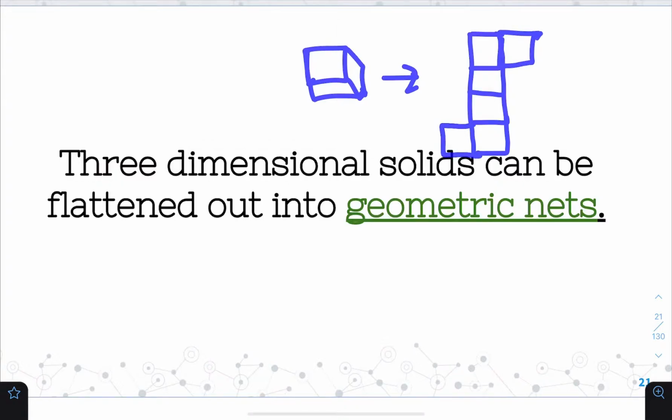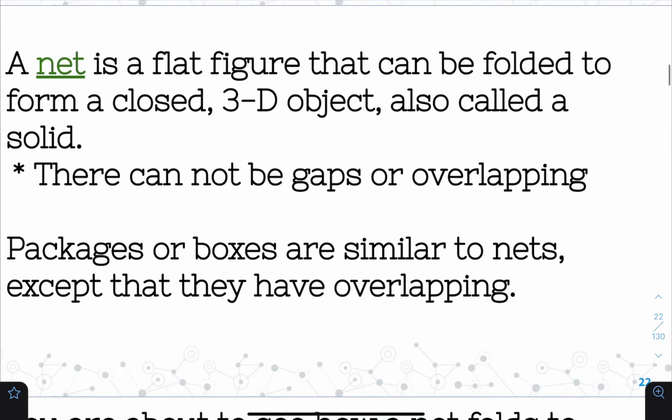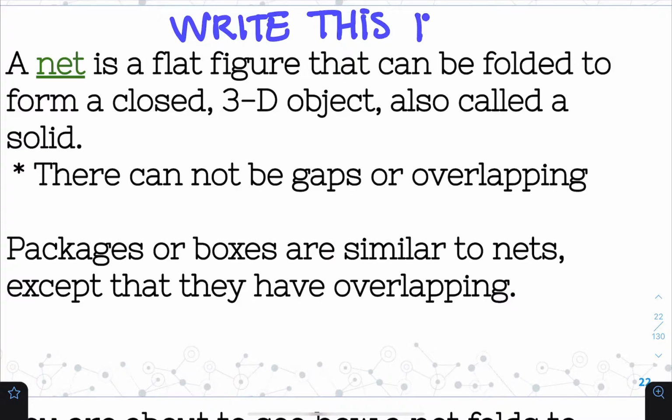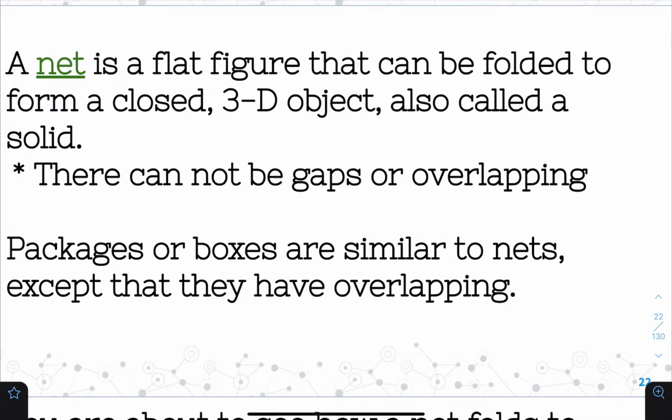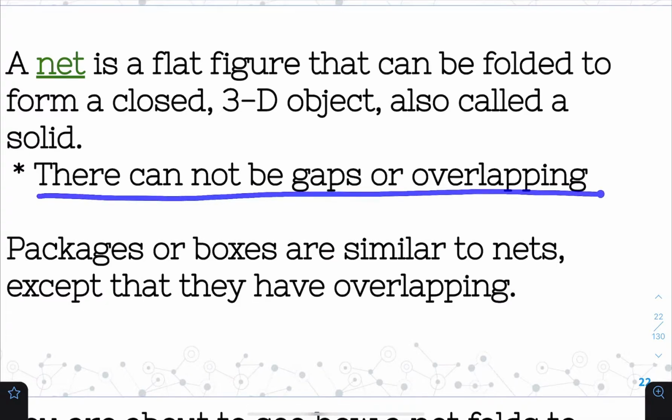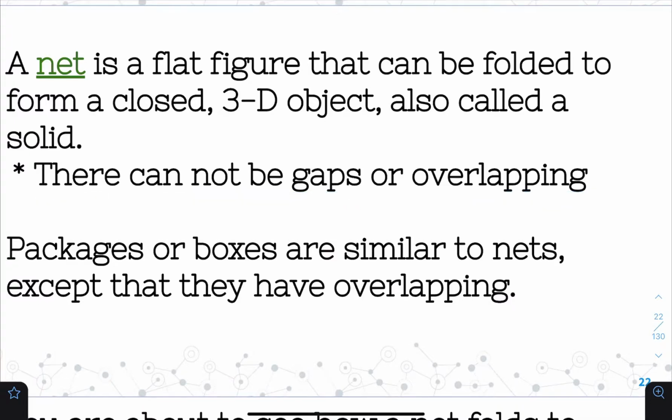Okay, so moving on forward to the definition of a net. A net is a flat figure that can be folded to form a closed 3D object, also called a solid. So now if we think of the opposite process of, instead of breaking down a box, we think about what shape and what pattern is going to build to make a box. That is the opposite of what it would be like to break apart a net. So there cannot, this is very important now, with nets there cannot be any gaps or overlapping.